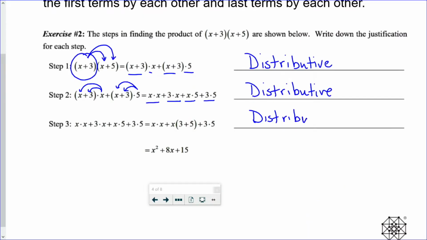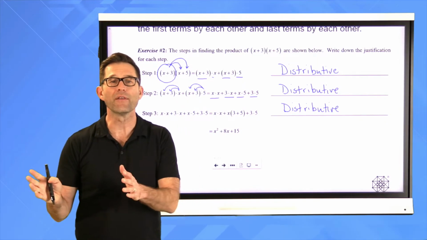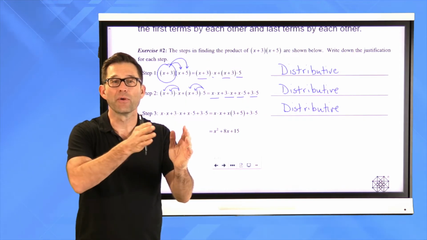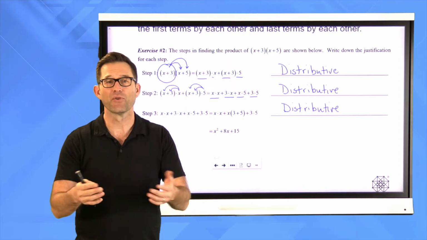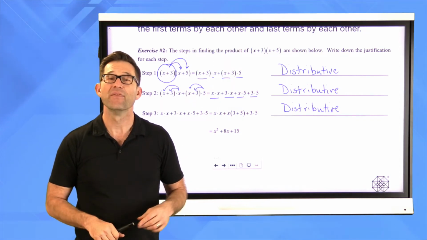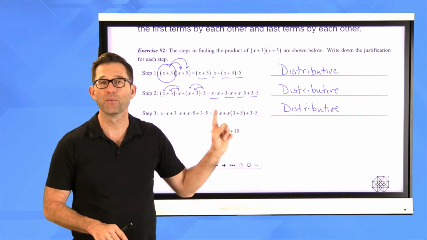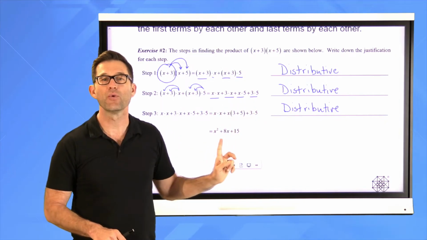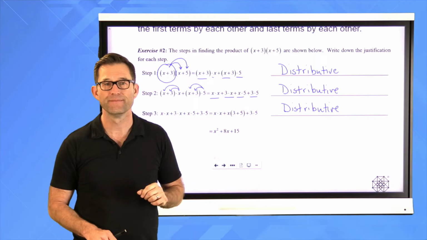Granted, the first two distributive property steps were the distributive property in the forward direction, i.e. taking a binomial and multiplying the binomial through by something that's multiplying it, okay? This last use of the distributive property was more about factoring an x out of these two terms to allow us to combine like terms.